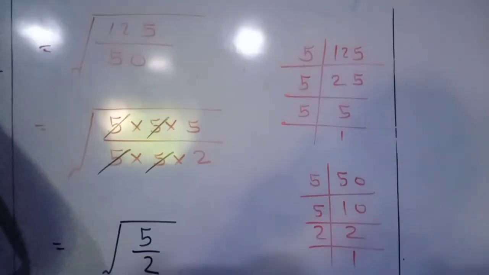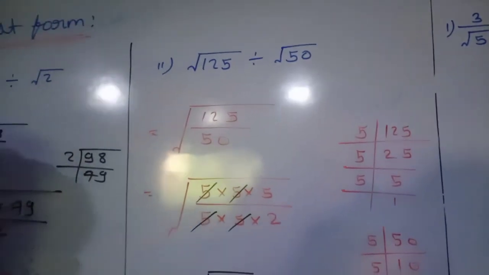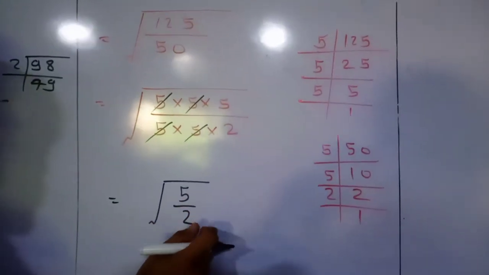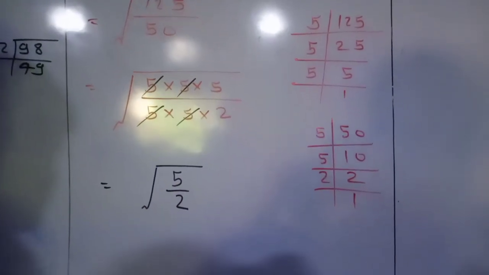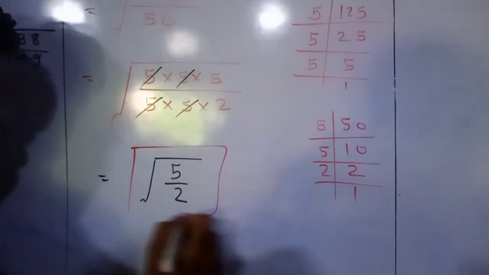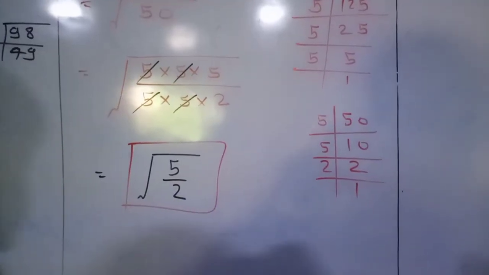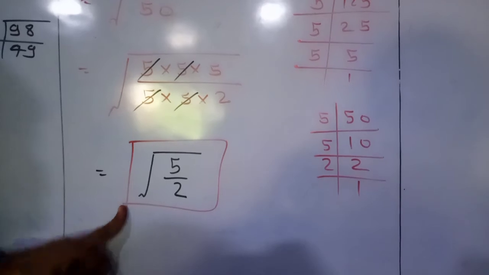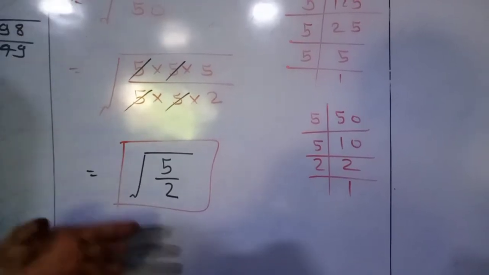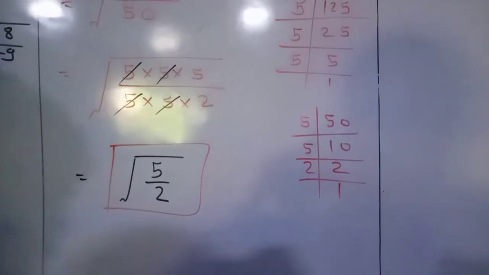As we have the simplest form, can we do anything ahead within this? No. So this will become our answer, within the root 5 upon 2. This way we can do the division of the surds and write the answer in the simplest form.